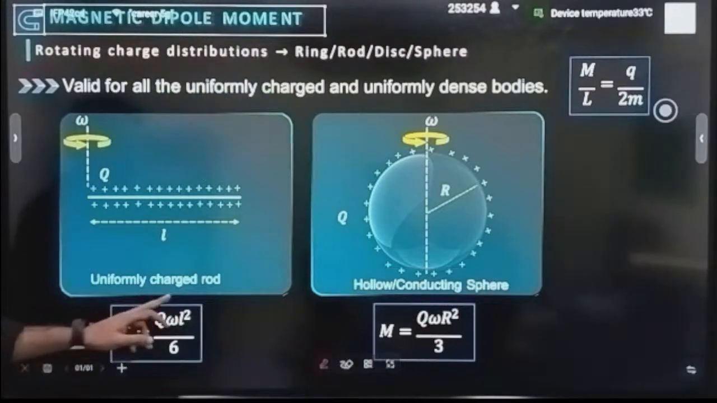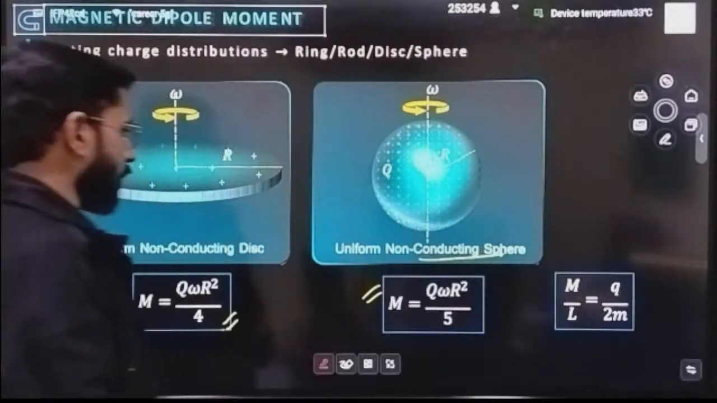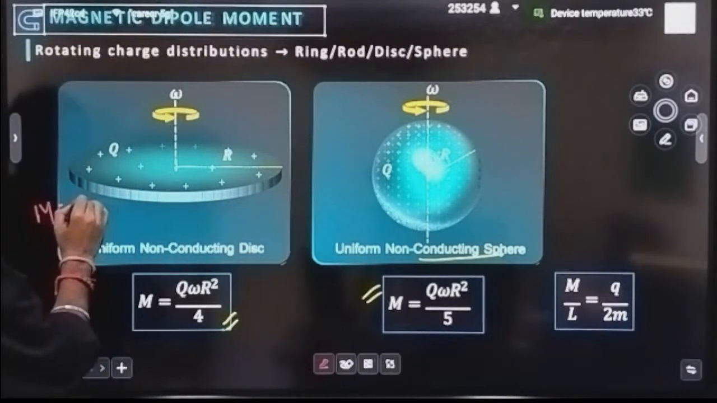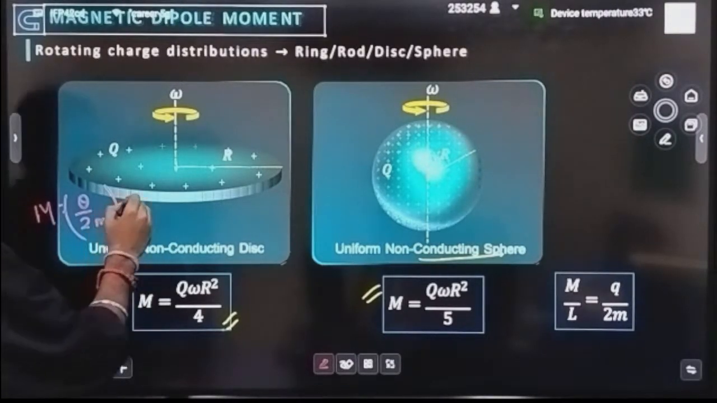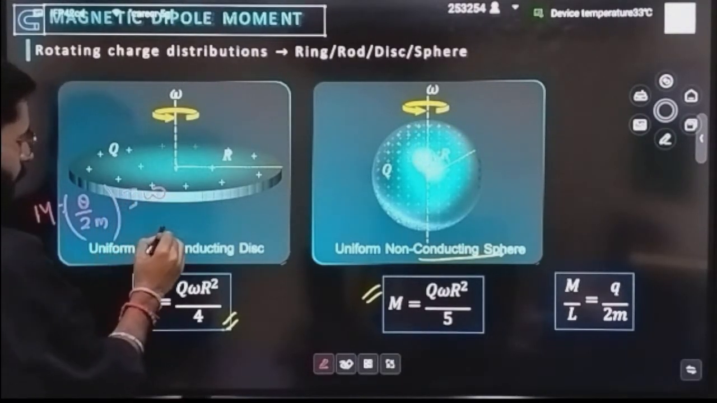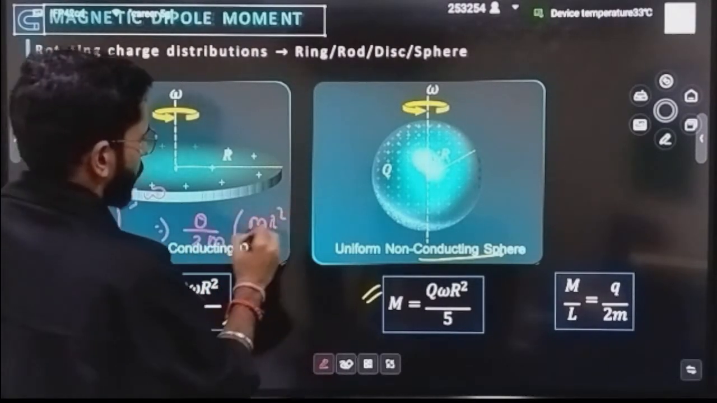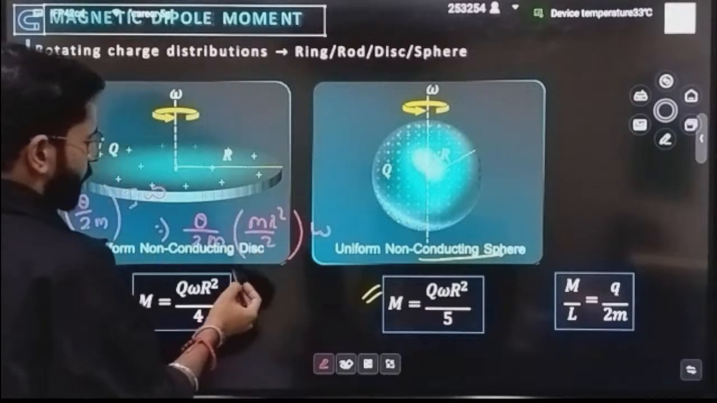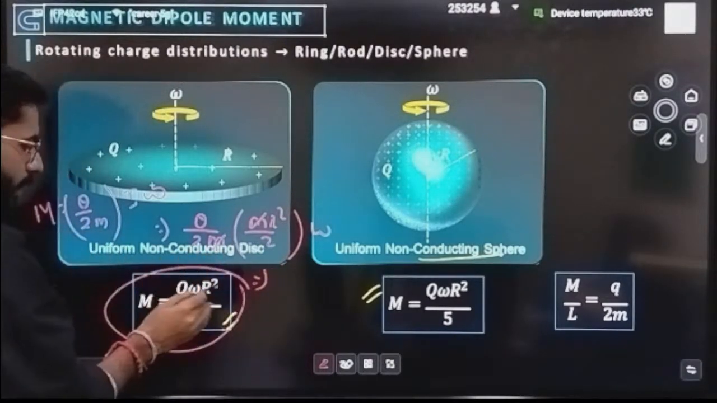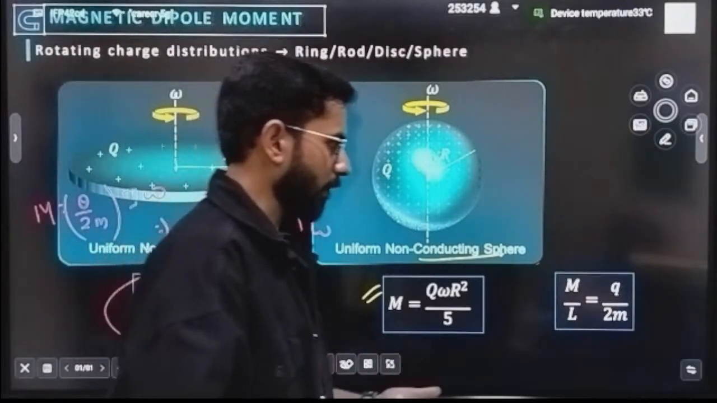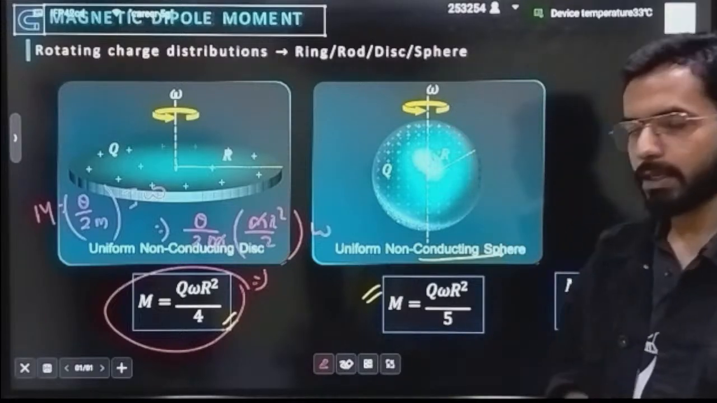Is it clear? You can even write it for a solid one also. For a non-conducting disk, how will you write it? M is equal to Q divided by 2m into angular momentum, that is I into omega. Now just write Q divided by 2m into I. What will you write? I is mr square divided by 2, into omega about this axis. Now M simply gets cancelled. The final result will become Q omega r square divided by 4. Similarly you can write it for a non-conducting sphere, or for a solid cylinder, 2 by 5 mr square, and the final result you will get somewhat like this.